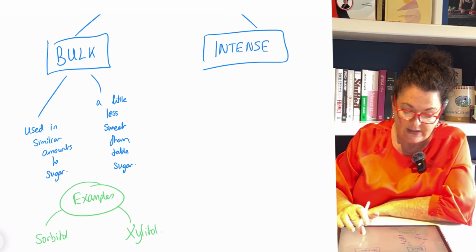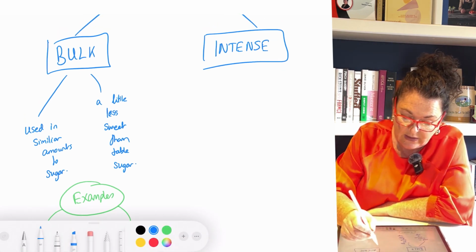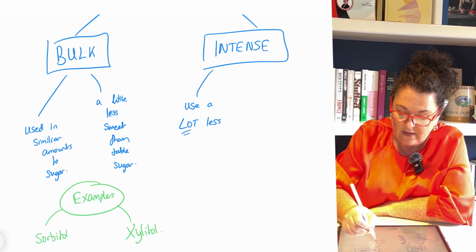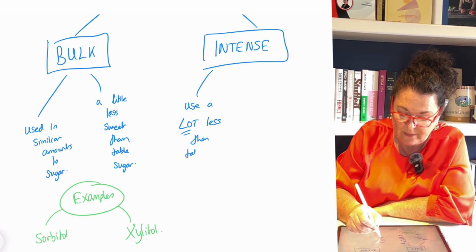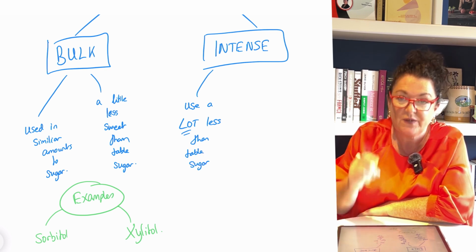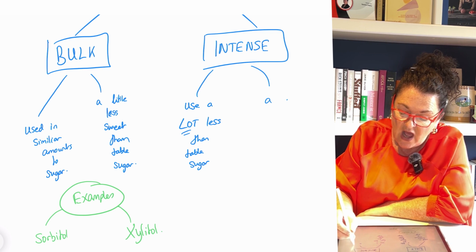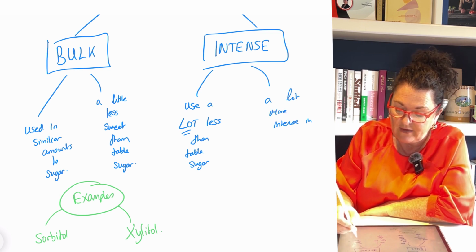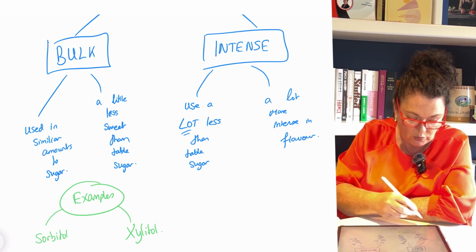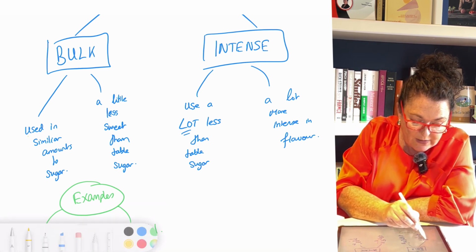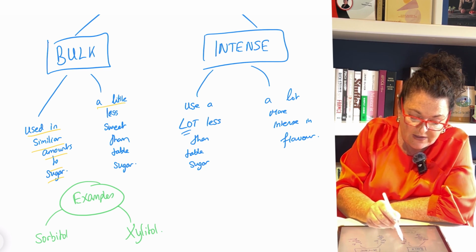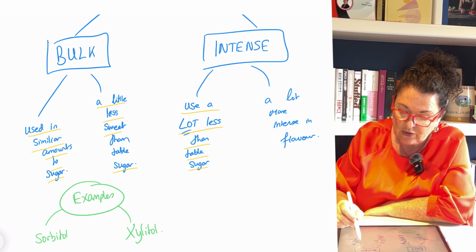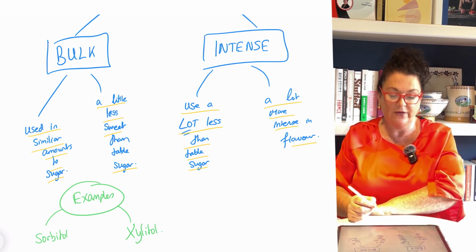Now, then we have intense sweeteners. Now, intense sweeteners, you use a lot less than table sugar, much smaller amounts, and a lot more intense in flavour. So just to highlight the two key differences between them. So similar amounts to sugar and a little less sweet than sugar. You use a lot less than table sugar and a lot more intense in flavour.